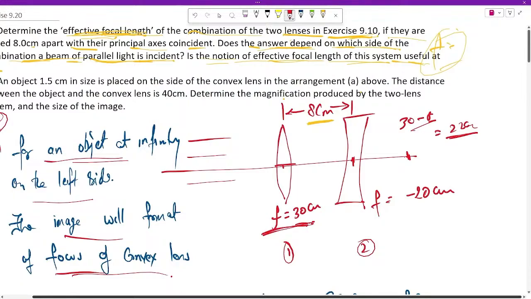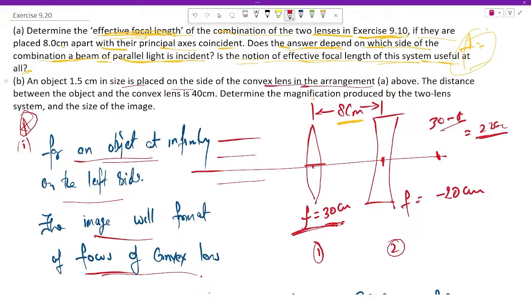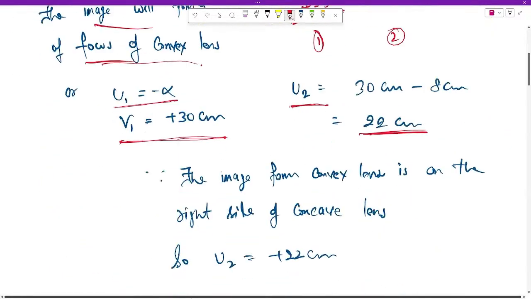Now the second question asked: an object of 1.5 centimeter is placed on the side of the convex lens in arrangement A above. The distance between the object and the convex lens is 40 centimeter. Determine the magnification produced by the two lens system and the size of the image. So using this arrangement, we have been given the value of u, that is the object distance from the convex lens, and that is 40 centimeter, and the object size or the height of the object is given, that is 1.5 centimeter, and we have to find out what is the magnification produced by the two lens system, and also we have to determine the size of the image. So let's go to the calculation.